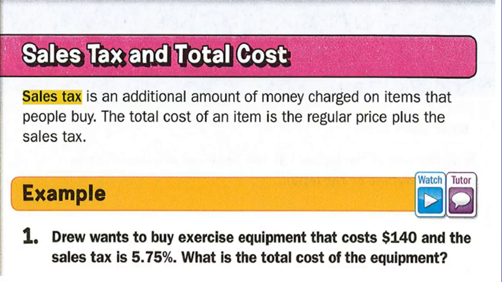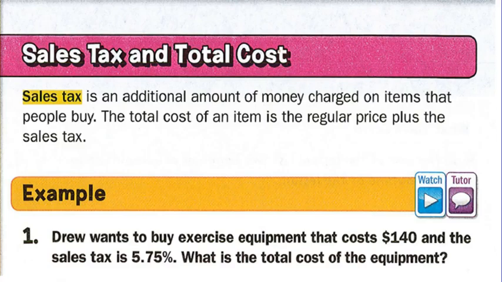So what is sales tax and how does that get you to total cost? Well, sales tax is an additional amount of money charged on items that people buy. The total cost of an item is the regular price plus the sales tax. So this is that whole deal where you go into a store and you pick up something that costs $4.99 and you bring it up to the cash register and you say, I'd like to buy this item for $4.99. And they go, okay, and they scan it and it goes boop. And then the person says, that'll be $5.29, please.